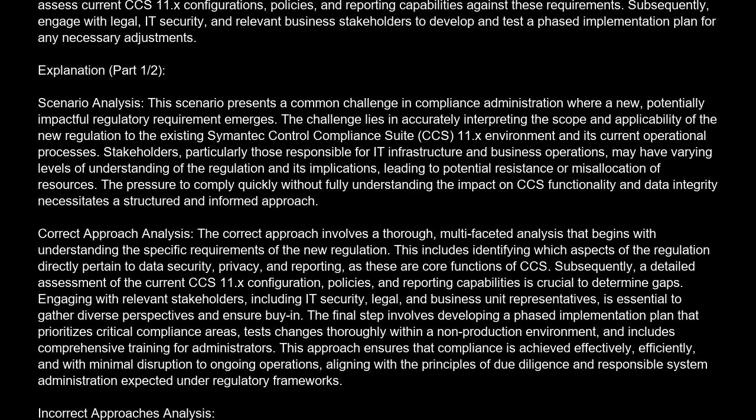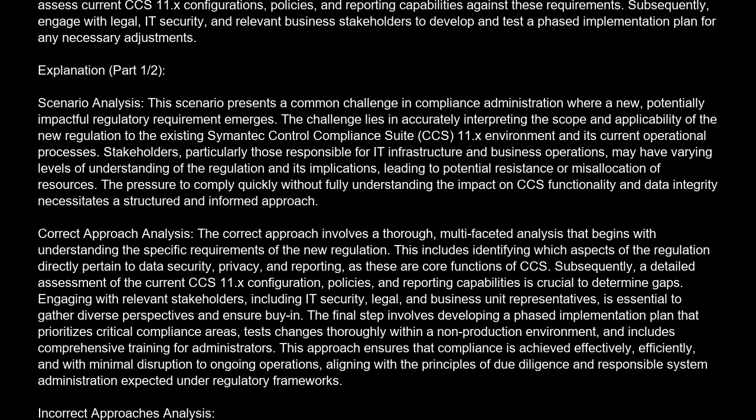The correct answer is D. Conduct a comprehensive review of the new regulation to identify specific data privacy reporting obligations, then assess current CCS 11X configurations, policies, and reporting capabilities against these requirements. Subsequently, engage with legal, IT security, and relevant business stakeholders to develop and test a phased implementation plan for any necessary adjustments. Explanation: scenario analysis.